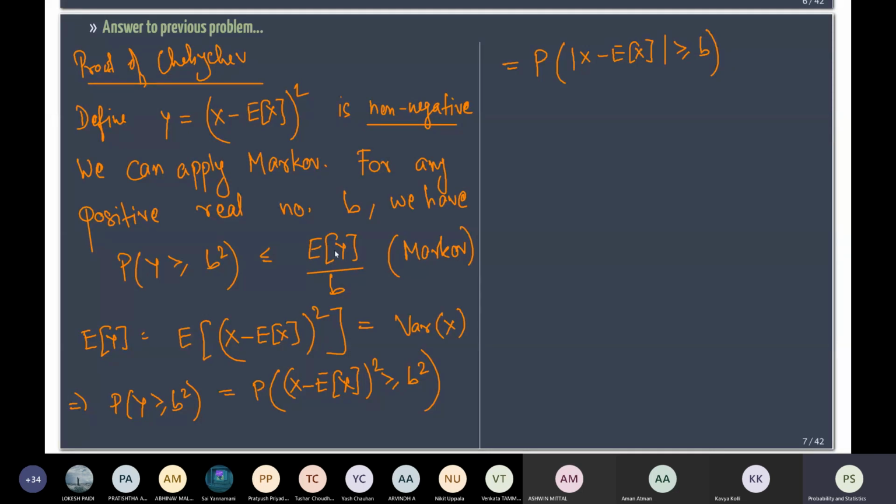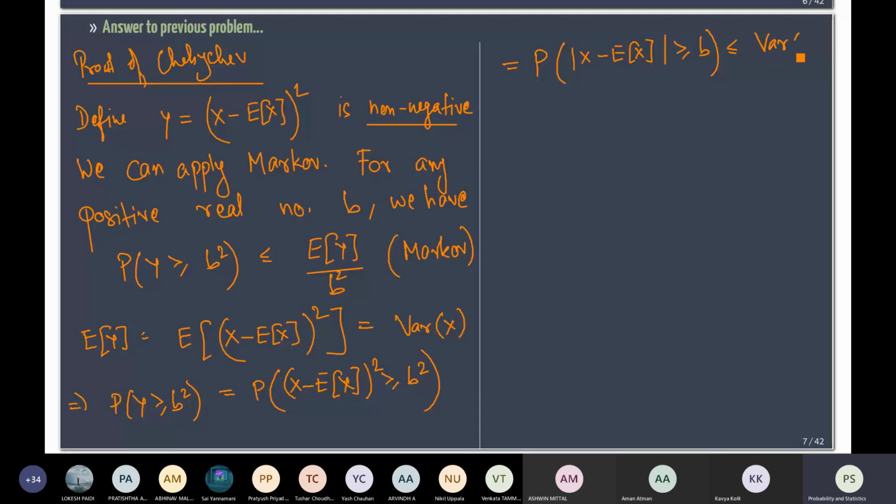So expectation is this here, right? Expectation of y was variance of x by b. Okay, or b squared, right? So we missed the square here. Yeah, so b squared. Okay, so this is less than or equal to expectation of y, which was variance of x by b squared.